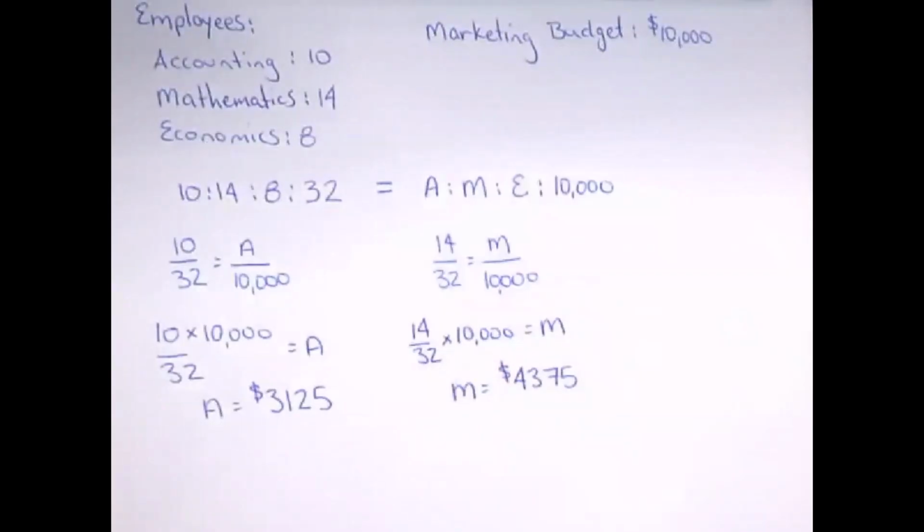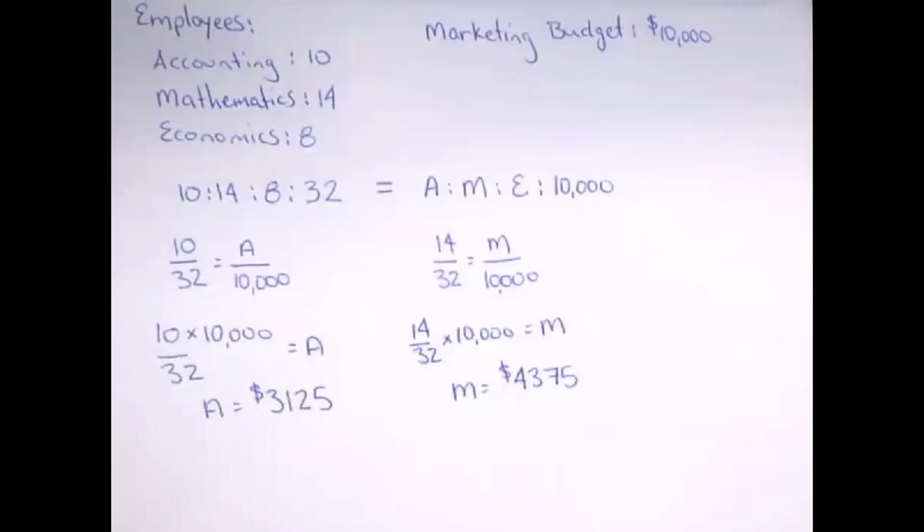Okay, so again, if we think about this, there's 14 mathematicians and 32 total people. So that's almost half. And so their budget is $4,300, almost $4,400, which is almost half of the total budget of $10,000. So that seems to be a sensible answer.